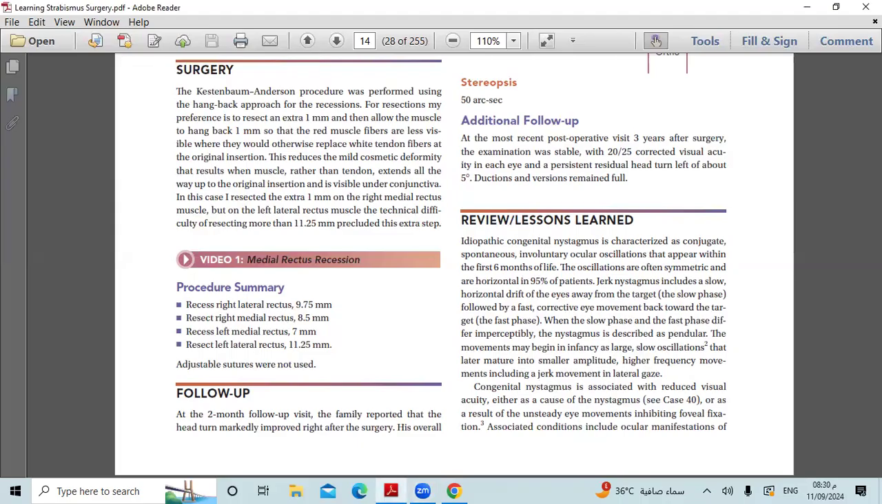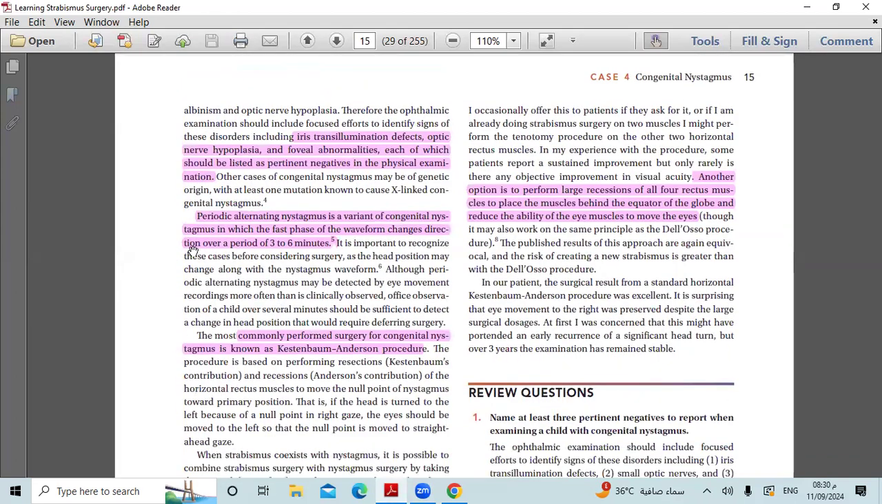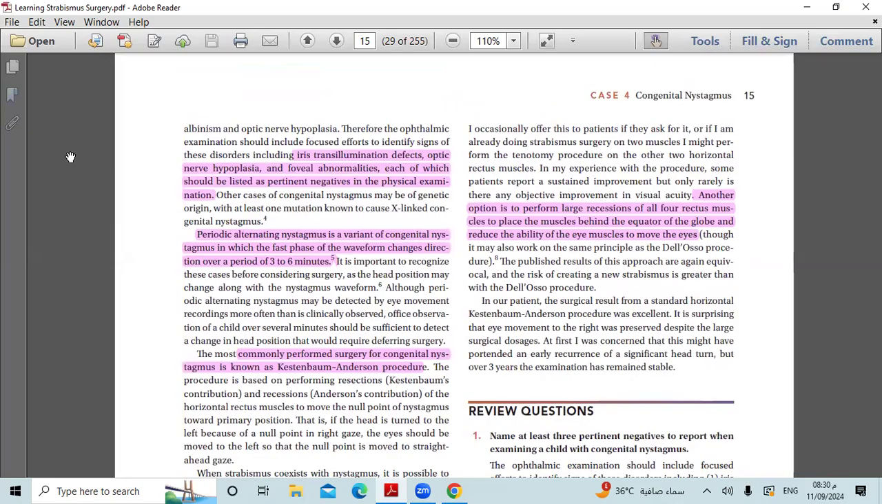Associated conditions include ocular manifestations of albinism and optic nerve hypoplasia. Therefore, the ophthalmic examination should include focused efforts to identify signs of these disorders, including iris transillumination defects, optic nerve hypoplasia, and foveal abnormalities, each of which should be listed as pertinent negatives in the physical examination.